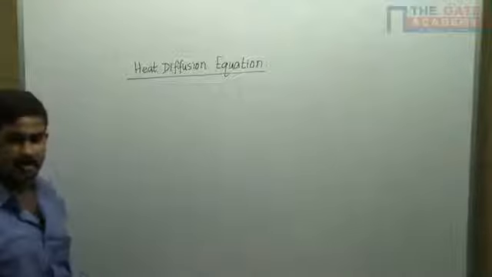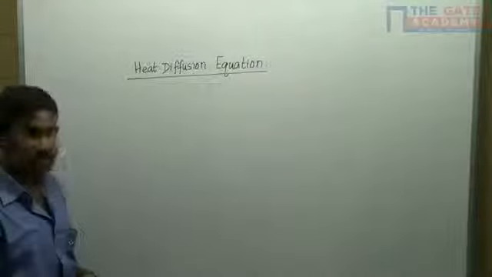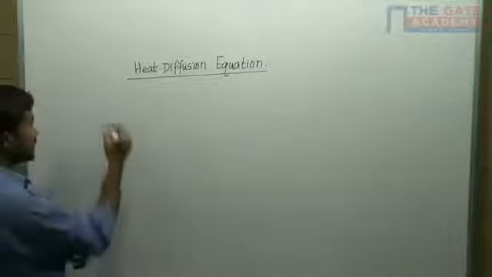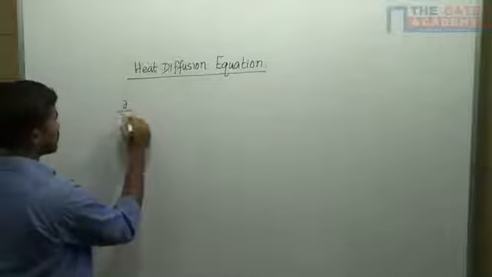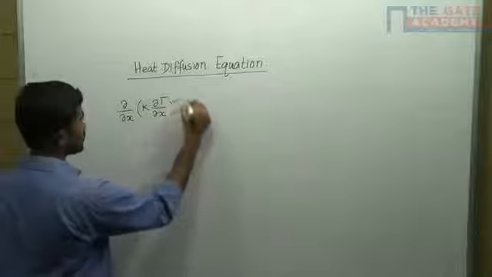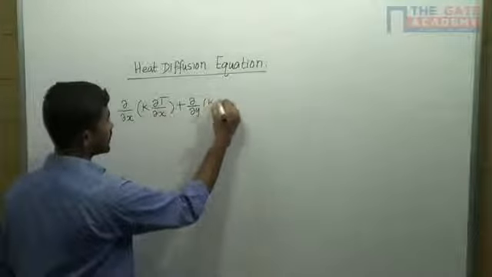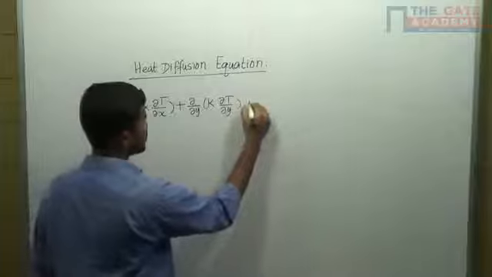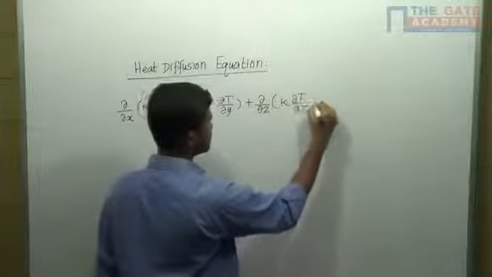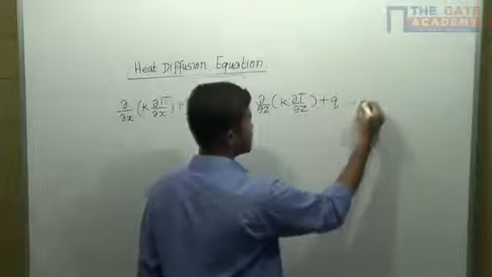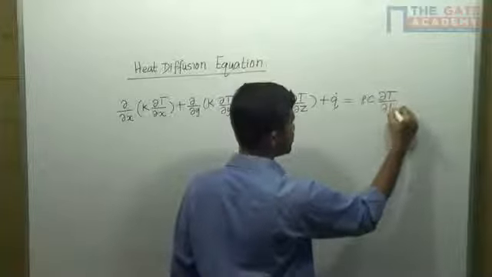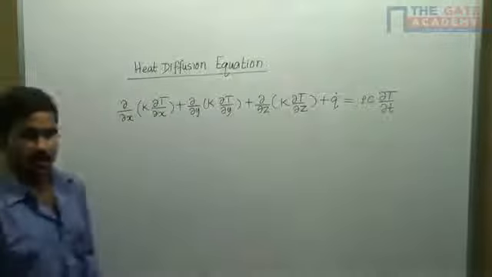If you remember the heat diffusion equation, we derived it by applying the law of conservation of energy to a small element, and we ended up with this equation: ∂/∂x (k ∂T/∂x) + ∂/∂y (k ∂T/∂y) + ∂/∂z (k ∂T/∂z) + q dot is equal to rho c ∂T/∂t.